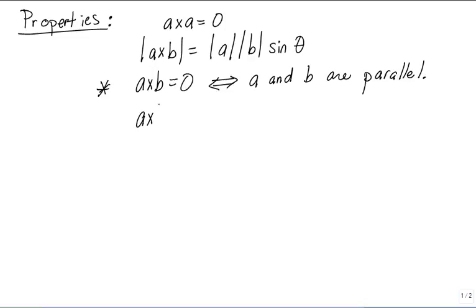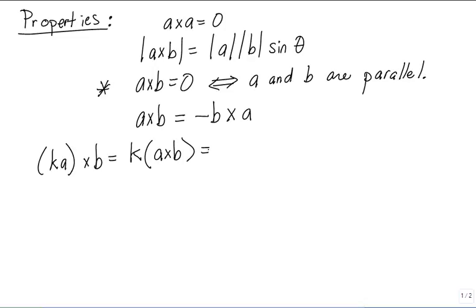If you do A cross B, then you can't really reverse the order. That's going to be minus B cross A. You're going to have to add a negative if you reverse the order. If K is a scalar and you cross it with B, then that's the same as doing K times A cross B, or it's the same as just crossing A with the scalar times B. So K is a scalar. That means it's just any real number.